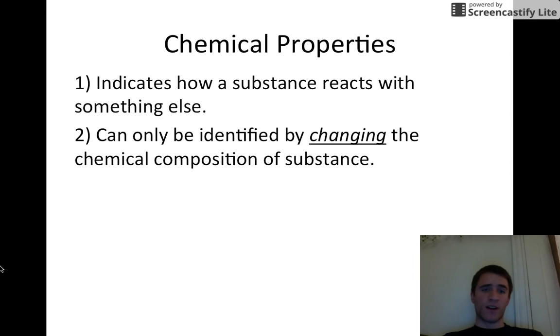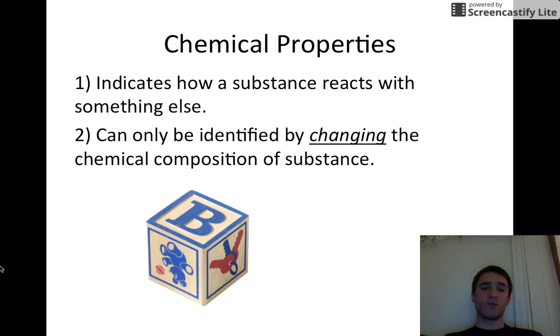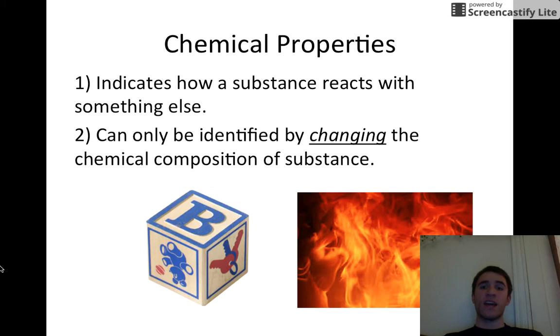Chemical properties, on the other hand, indicate how a substance reacts with something else. And the only way to identify a chemical property is by changing the chemical composition of that substance. An example of this would be if I took the block and tested its flammability. Remember, flammability is whether or not a substance can light on fire.